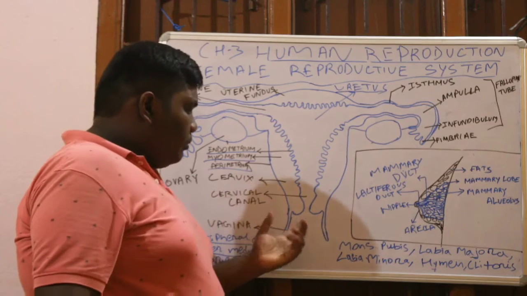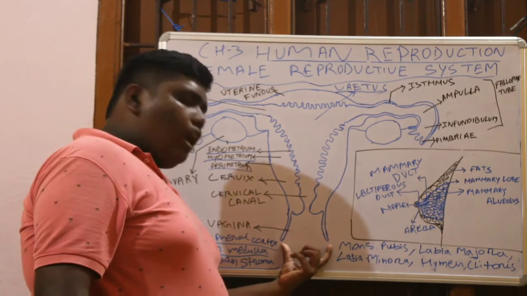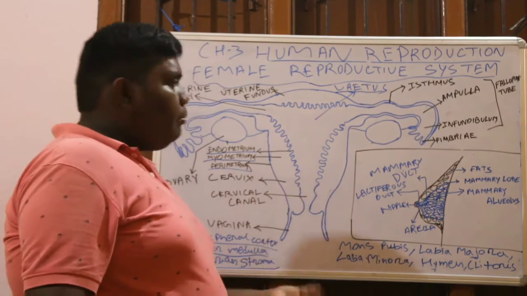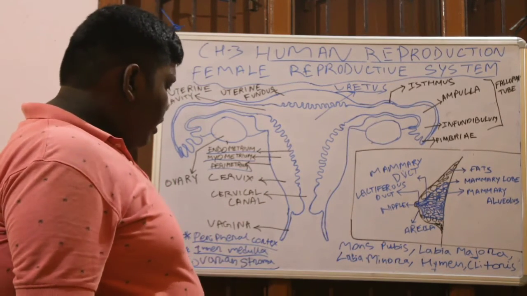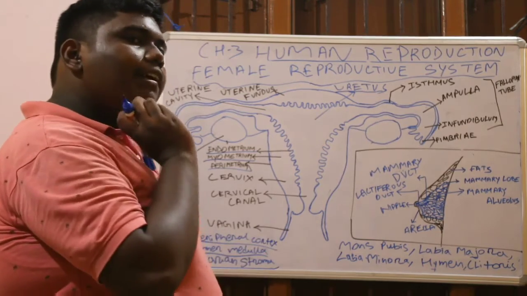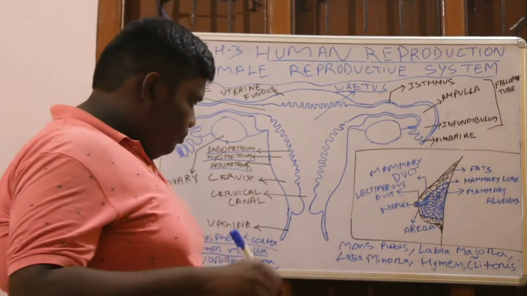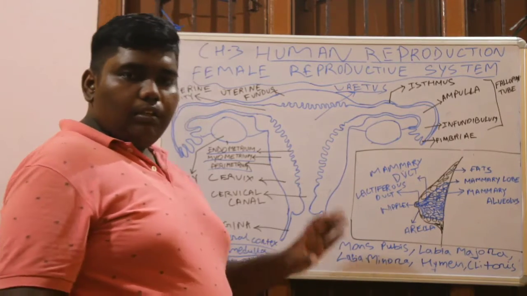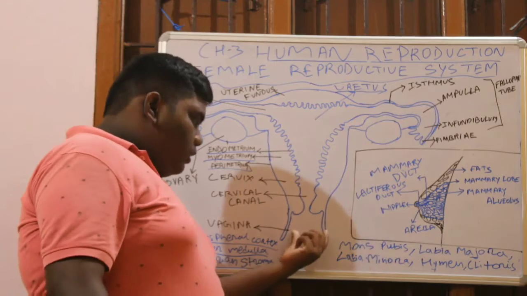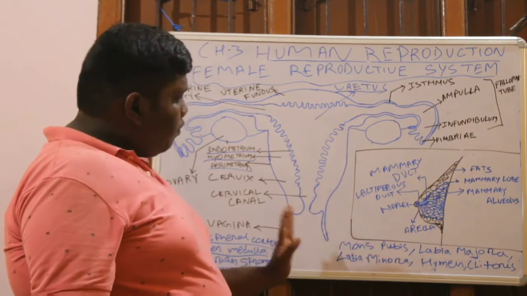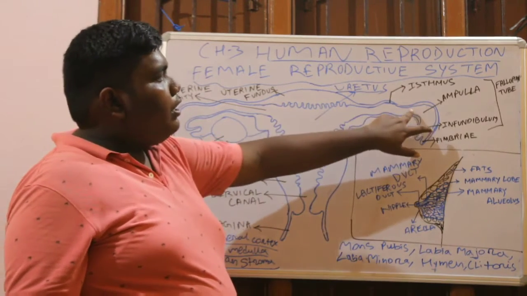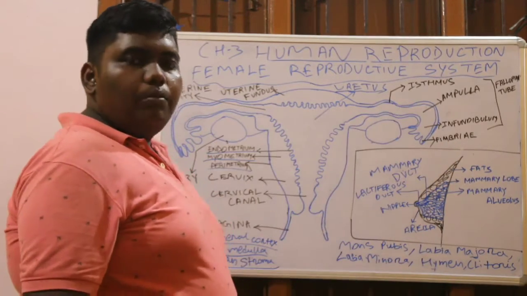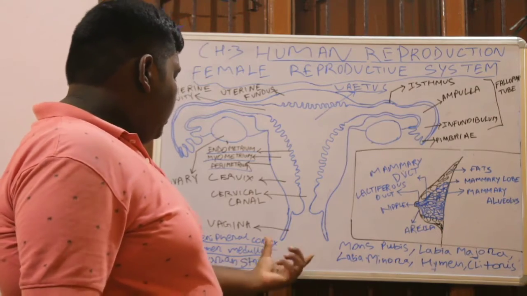The vagina is the outer opening part of the female reproductive system. This vagina provides the pathway for the sperm to move inside. The sperm that is ejaculated is in the vaginal region, and from here the sperm has to travel all the way to the ampulla-isthmic region of the fallopian tube where the fusion takes place. This is the vagina.